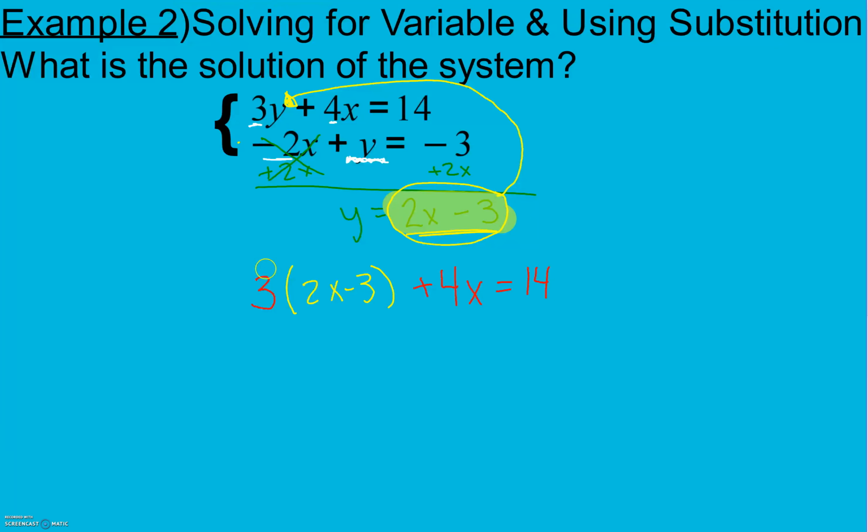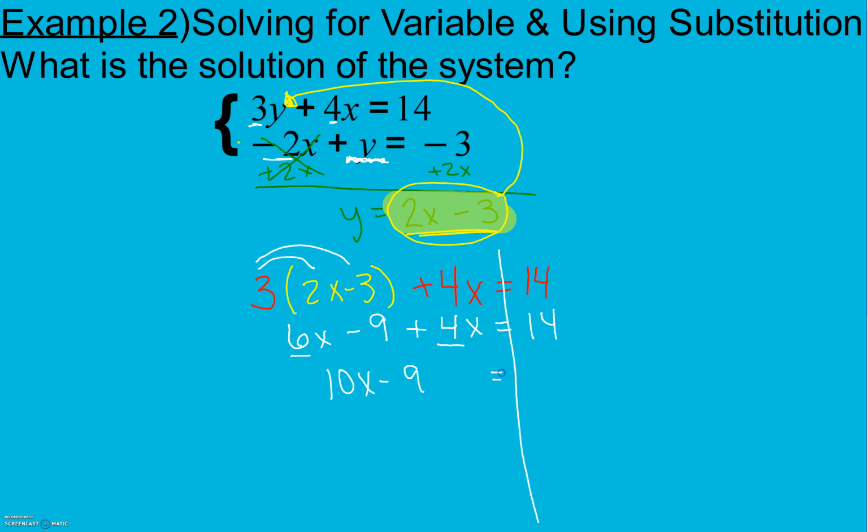To solve our equation here, first step is going to be to distribute the 3 into my parentheses. 3 times 2x is 6x. 3 times -3 is -9. Plus 4x equals 14. I can combine my like terms here. And remember, we can't cross the equal sign until each side is as simple as we can get it. 10x minus 9 equals 14. Now, left side is as simple as we can get it, right side is as simple. So we can solve by adding 9 and moving from one side to the other.